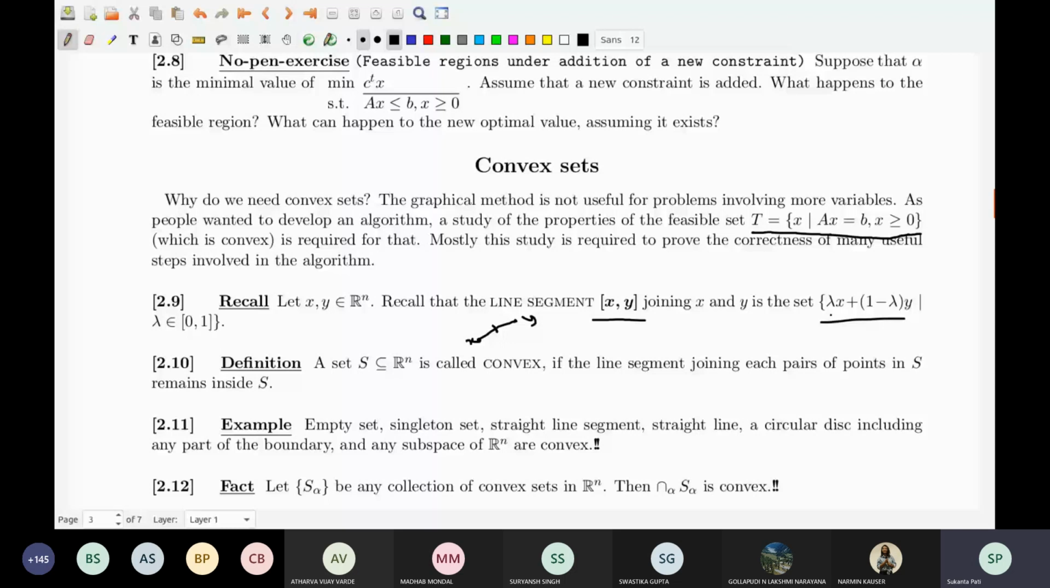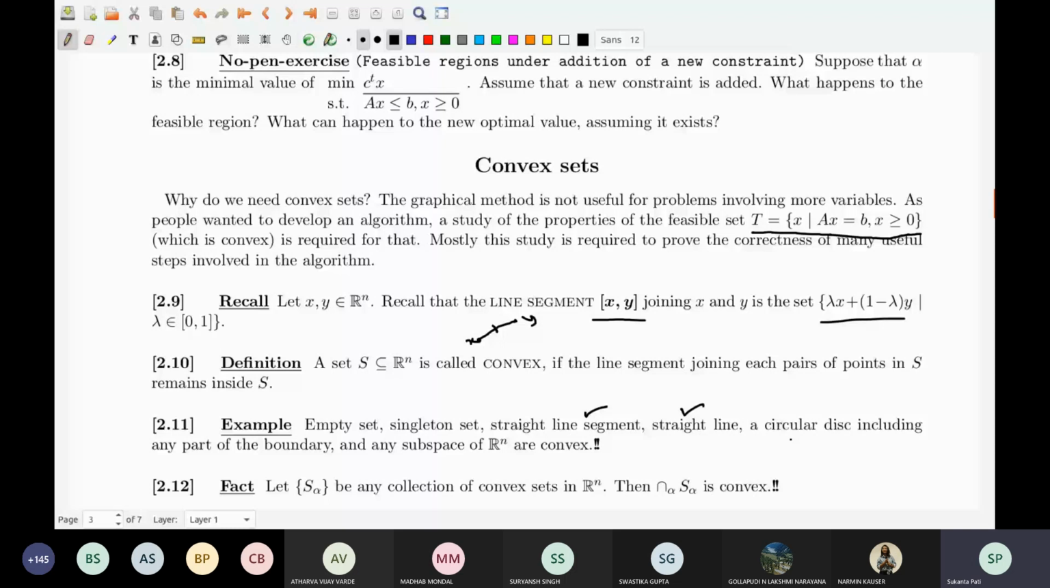A straight line segment is convex. A straight line itself is convex. A circular disk, including any part of the boundary, is also convex. You can include one or two points from the boundary, or one or two arcs from the boundary. That is okay, that is also convex. Any subspace of Rn is also convex.